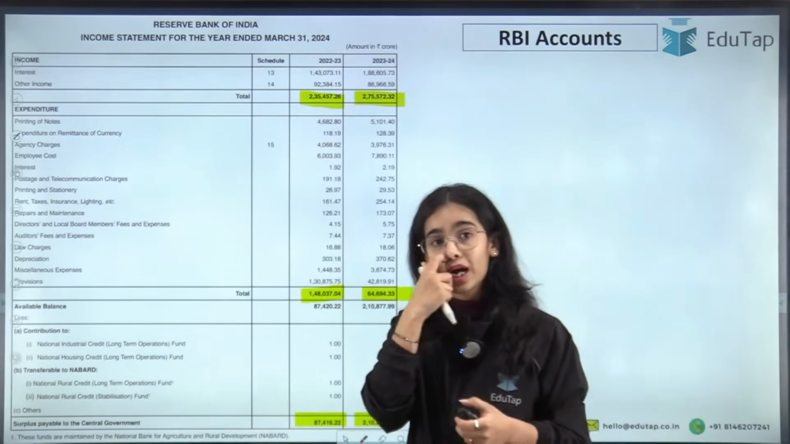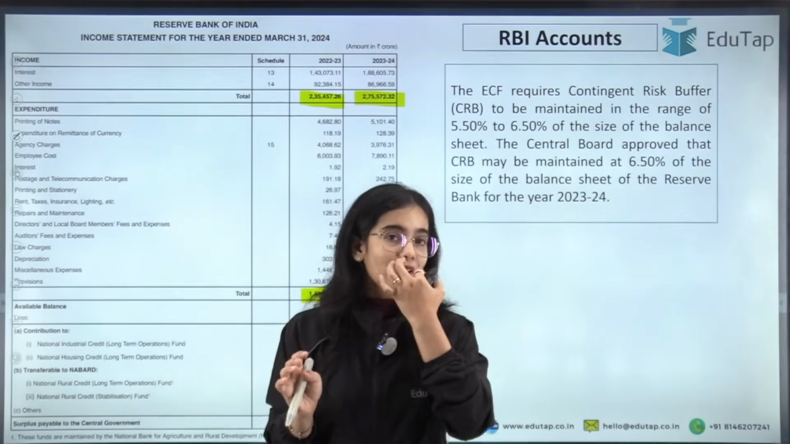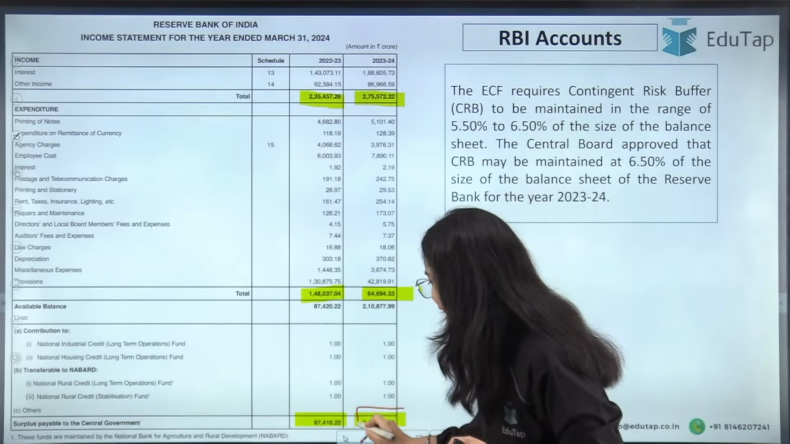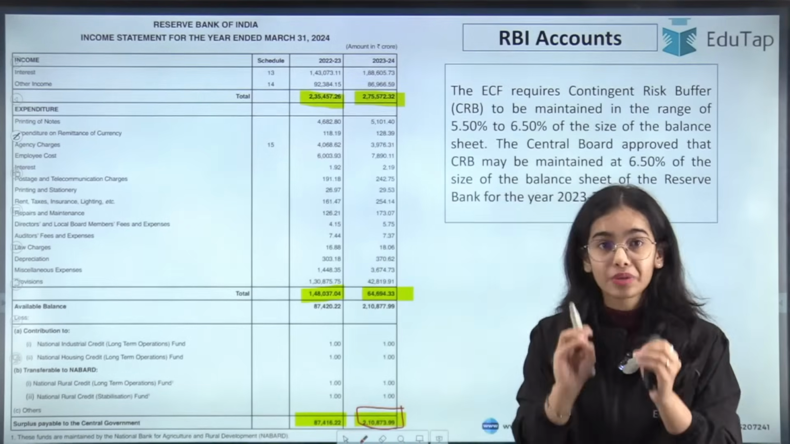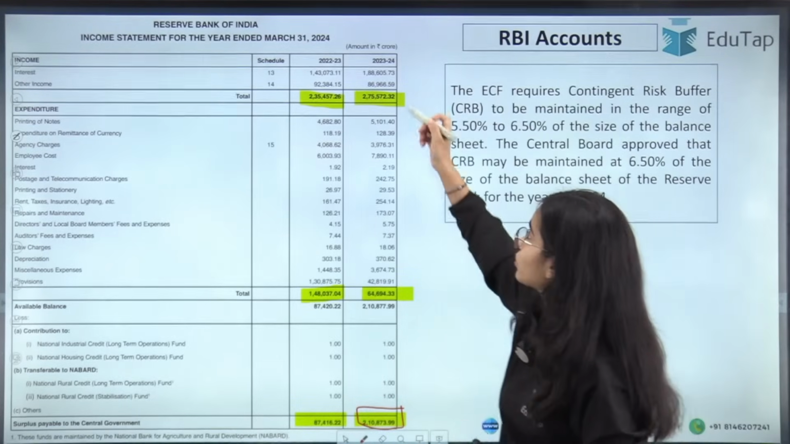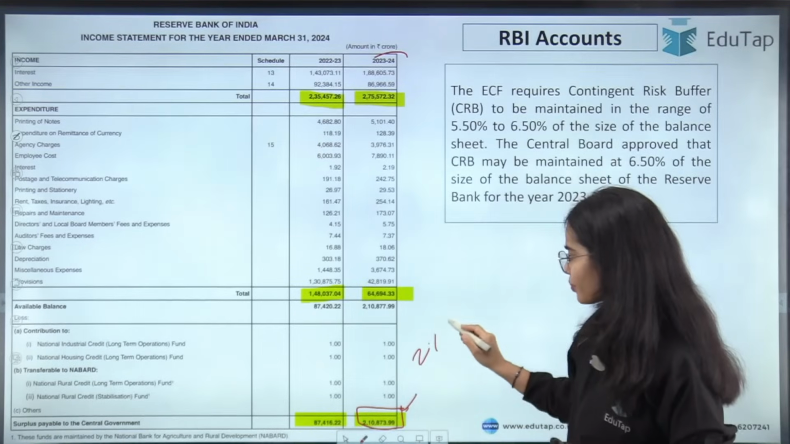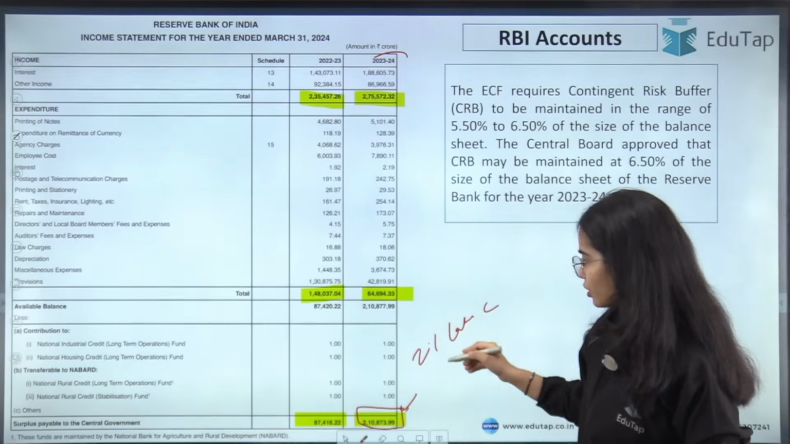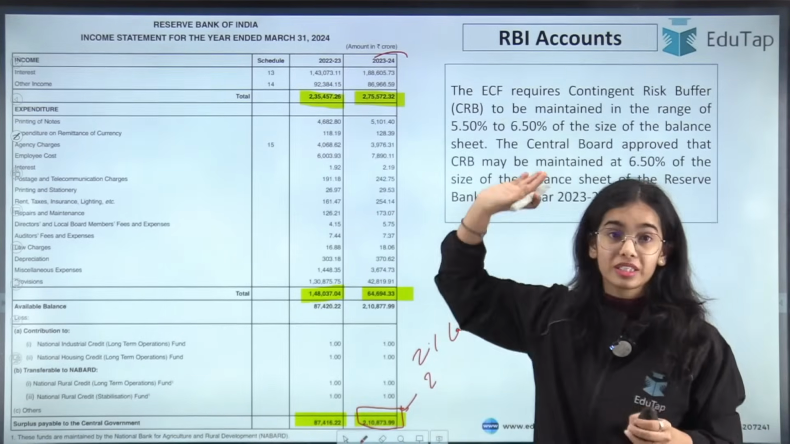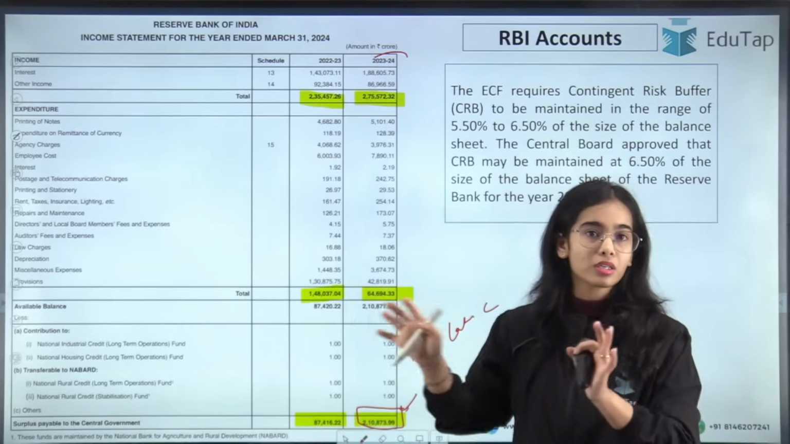Okay. Now coming to the RBI accounts. So this is the last slide. We have already discussed that the RBI has transferred 2,10,873 crores, or we can say about 2.1 lakh crores. This much surplus has been transferred from the RBI to the government.